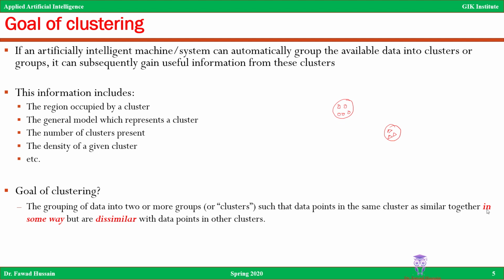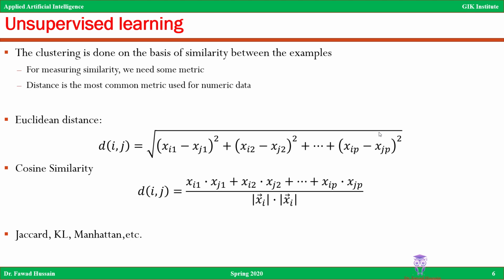Now I have noted it in red and in italic because we need to define what it means in some way. How do I know that these are similar? Visually, yes, I can see these are circles and these are triangles, but if I'm given data which I cannot see, how do I figure out these are similar and these are not similar? For that we use the help of several different mathematical metrics.